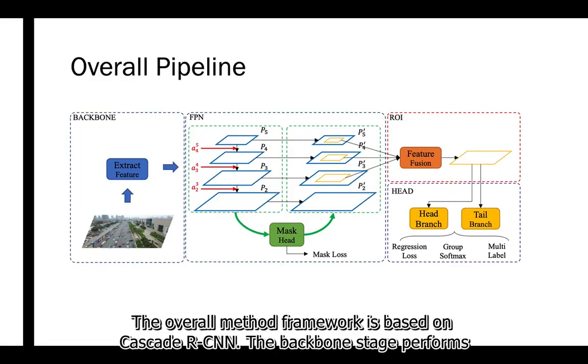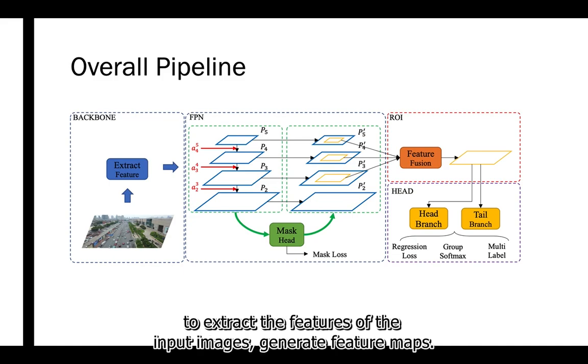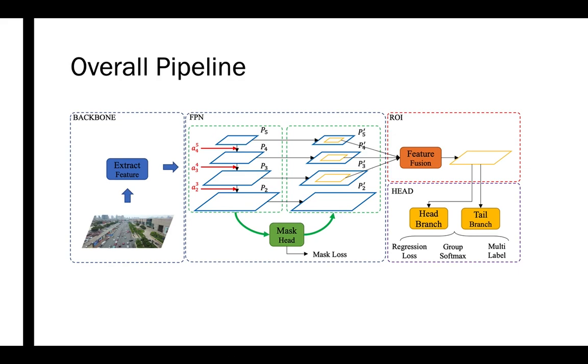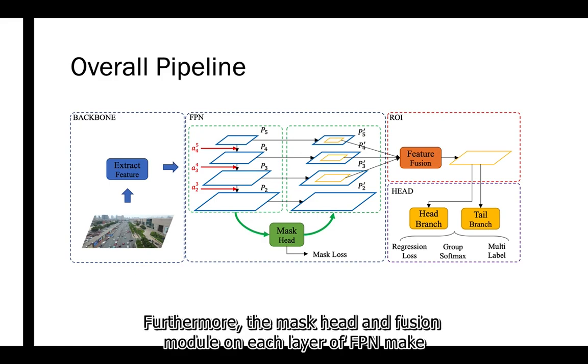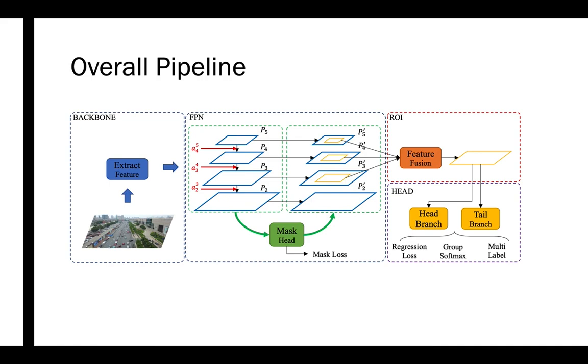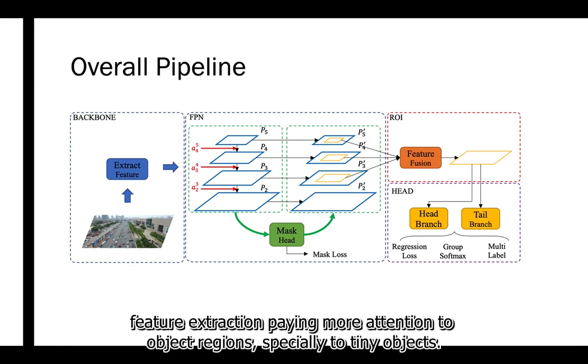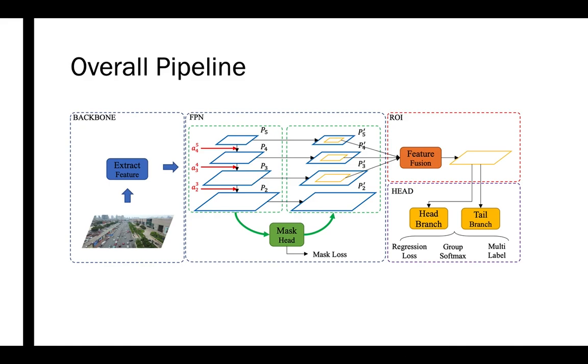The overall method framework is based on Cascade RCNN. The backbone stage performs to extract the features of the input images, generate feature maps. In FPN stage, the fusion from deep layer to shallow layers employs three different factors. Furthermore, the mask head and the fusion module on each layer of FPN make feature extraction pay more attention to object regions, especially to tiny objects.